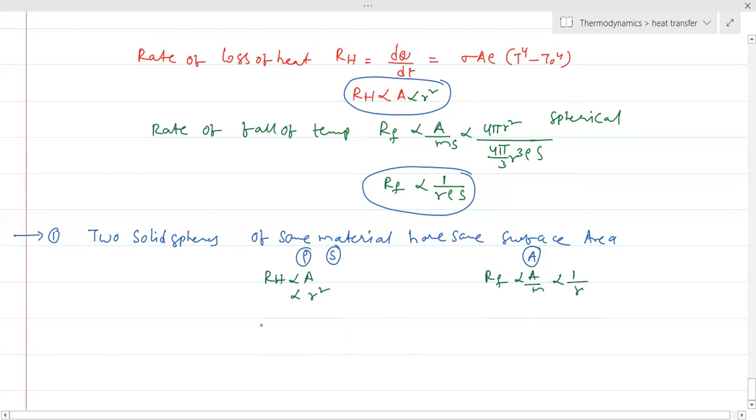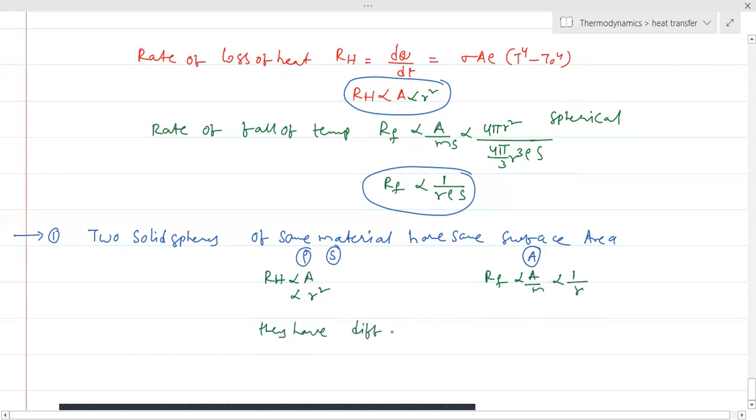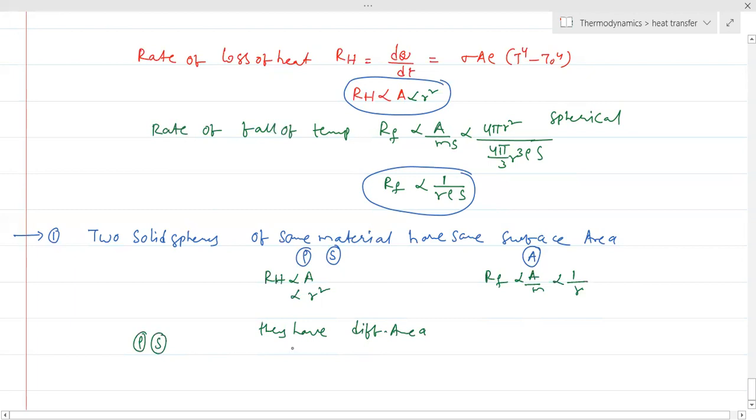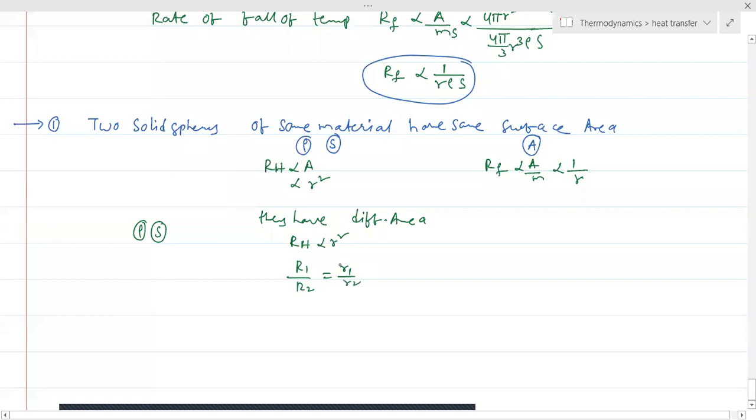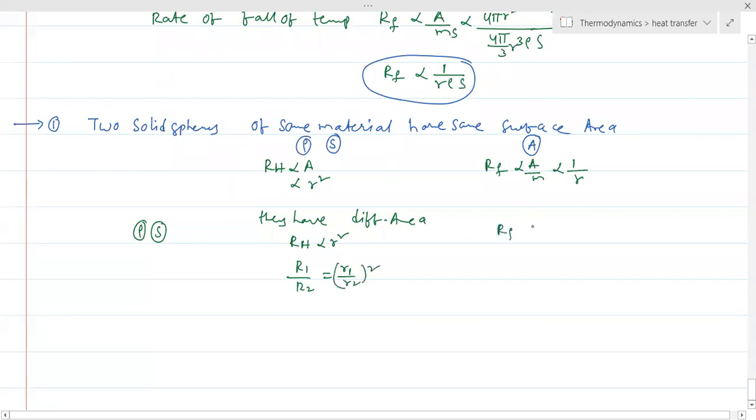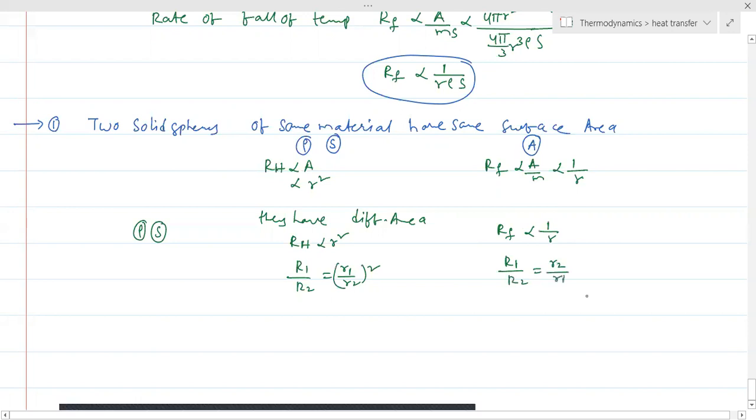If they have different area, in the same discussion, different radius, with only rho constant and s constant, then we will say RH is proportional to r square. Therefore R1 by R2 is equivalent to small r1 by small r2 whole square. And also here, for the rate of fall of temperature, RF is proportional to 1 by r. So that is R1 by R2 equivalent to small r2 by small r1.